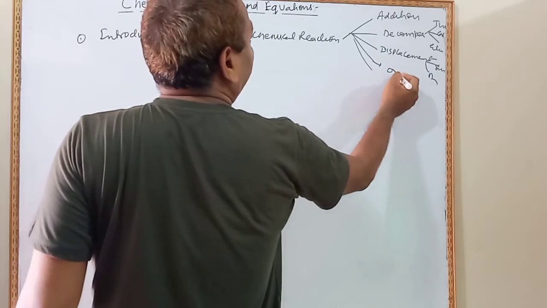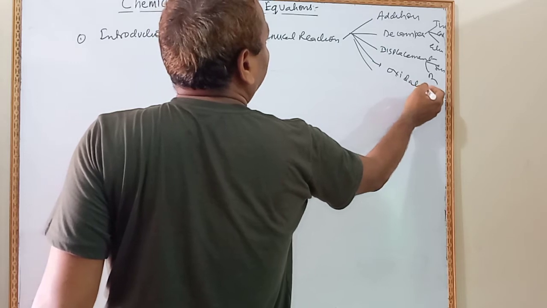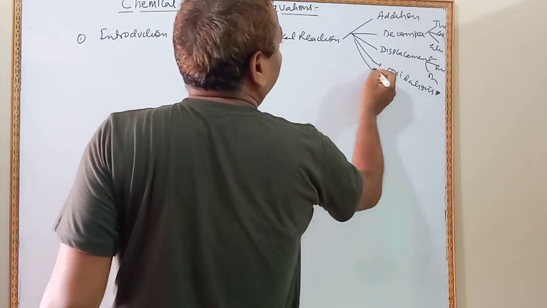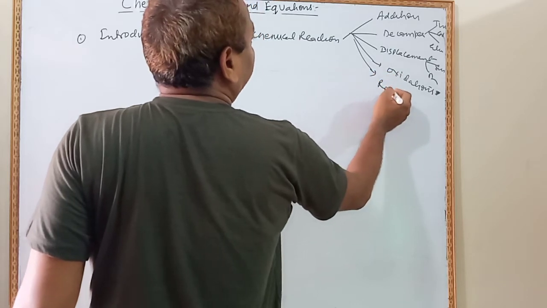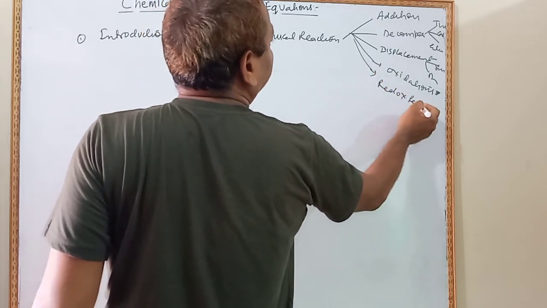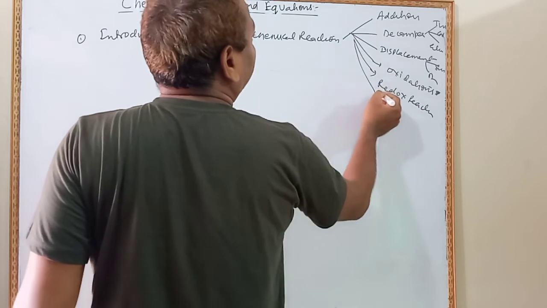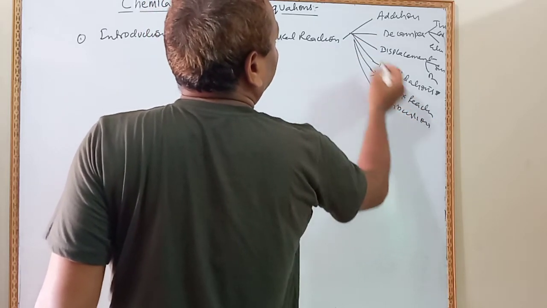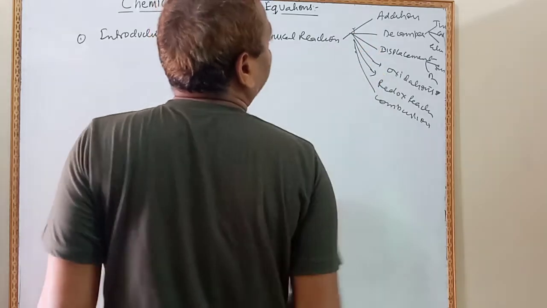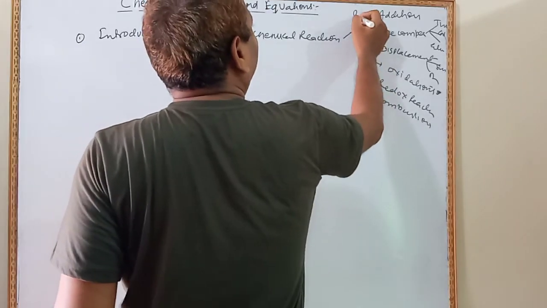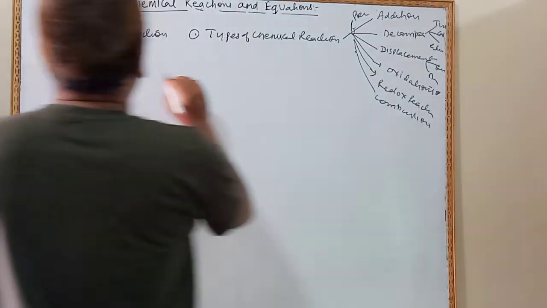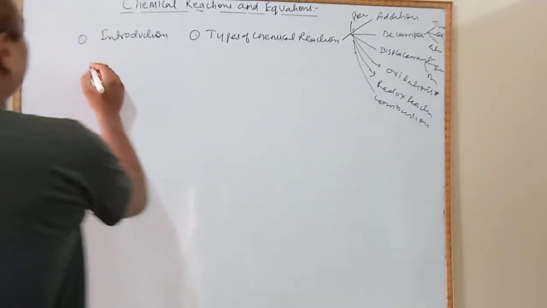Then oxidation reactions, oxidation and redox reactions, combustion reactions. So children, or precipitation reactions. So these are all the types of reactions. Okay, so we have all studied this.